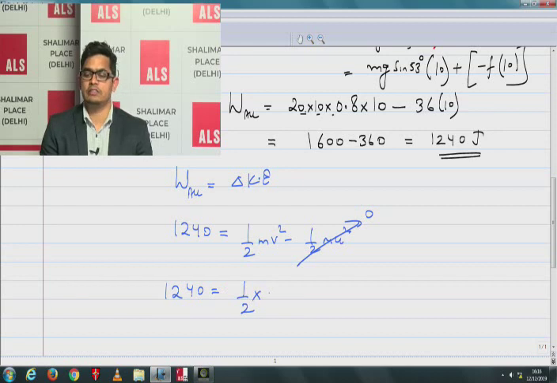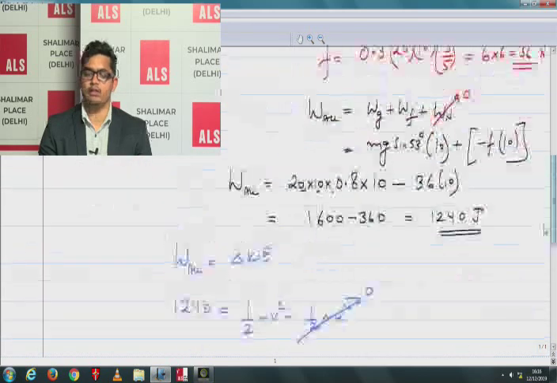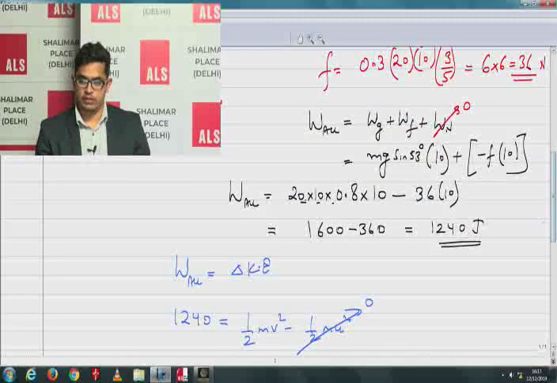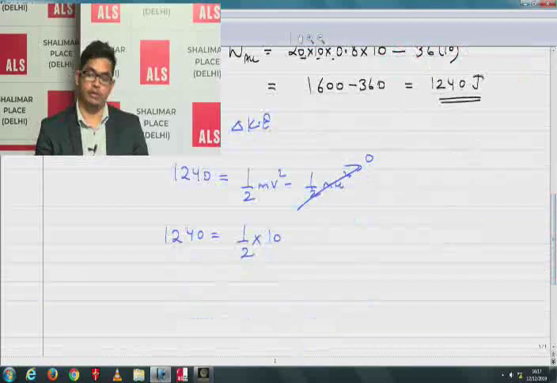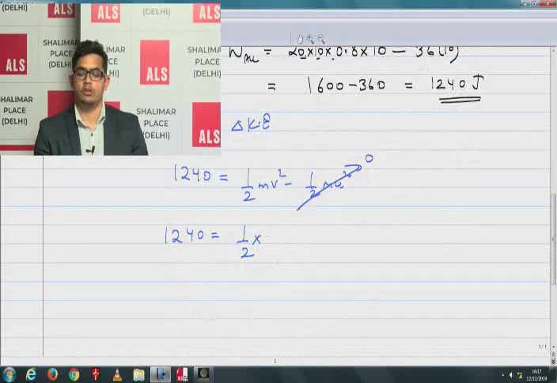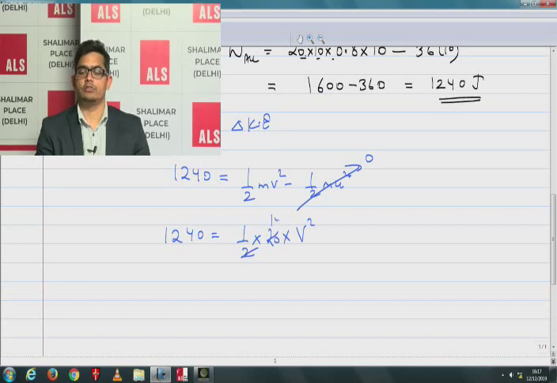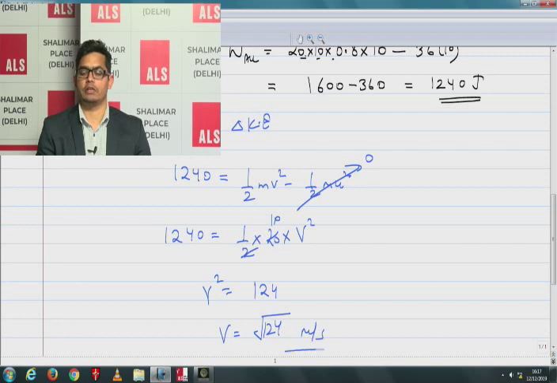Mass is 10. I hope it is 10 or 20. Mass is 20. I always get confused in the values. So half 20 v square, so it is equals to 10. So v square is equals to 124 and velocity is equals to square root of 124 meter per second.